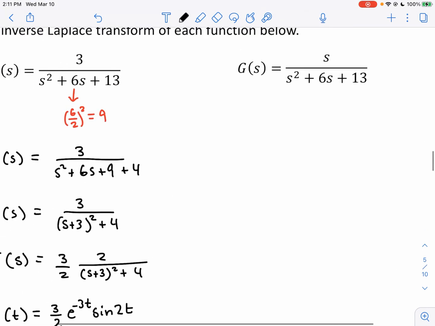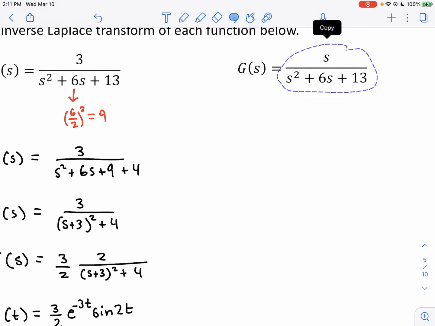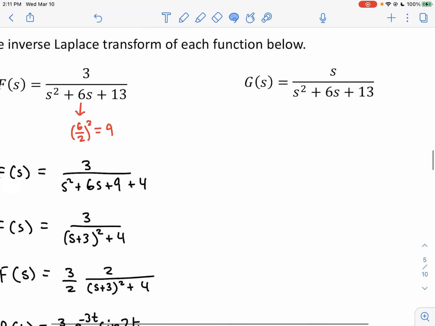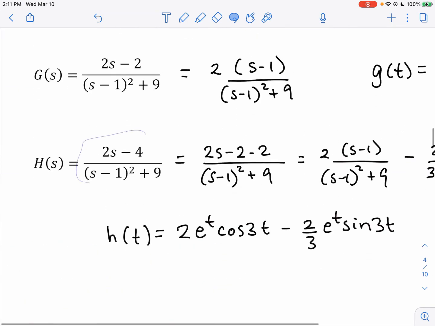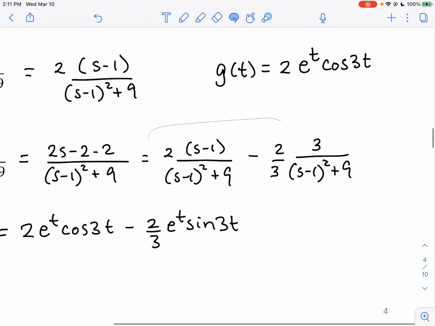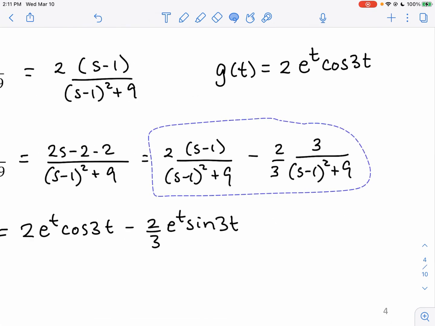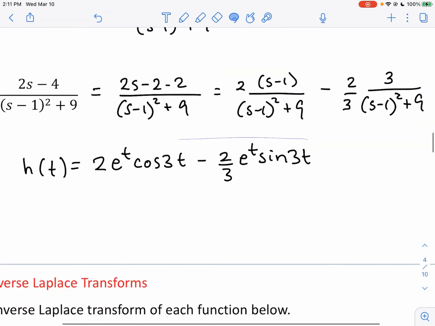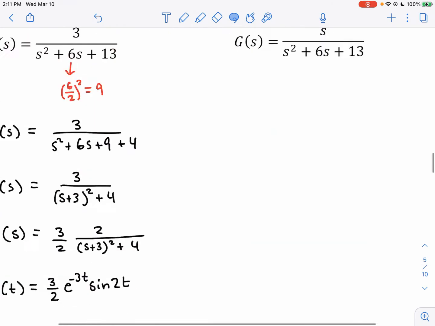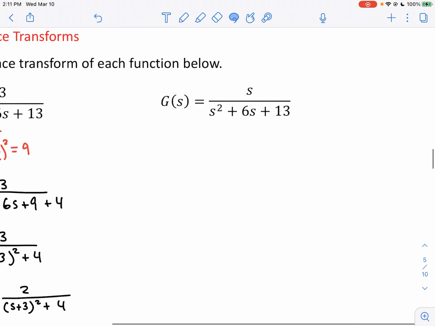Okay, this next one also involves completing the square, but notice now we have an s up top, instead of just a constant. So the fact that there's a linear function of s over a quadratic function of s kind of reminds me of what we saw up here. But we still have to complete the square and then maybe break apart the linear expression and then potentially wind up with two different functions that we find the inverse Laplace of and get two functions combined. Let's see how this breaks down.